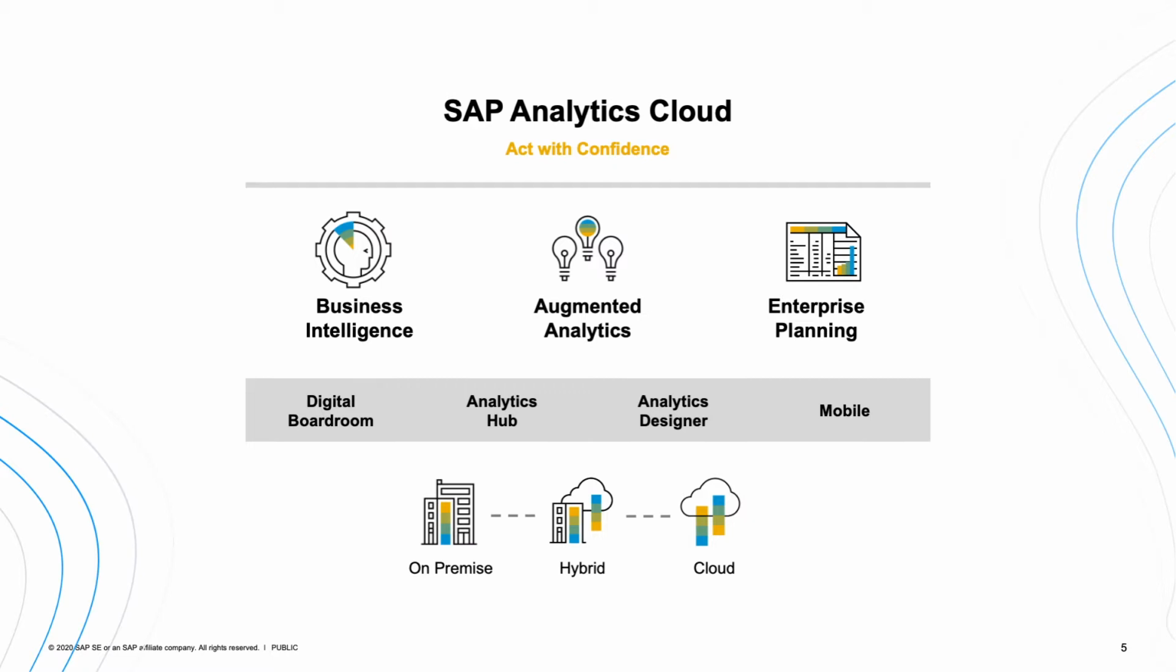Based on different data connections and different capabilities, we have different artifacts that will help you to cover your business scenarios. So we have Digital Boardroom, which is basically a great representation for your board meetings, and you have a big screen to interact with those artifacts. We have Analytics Hub as a central access point to different artifacts for SAC. And we have Analytics Designer.